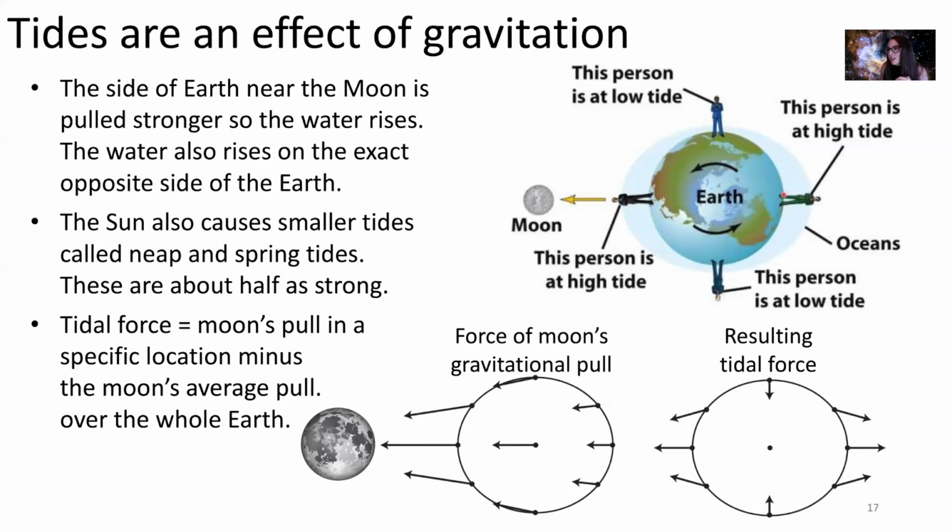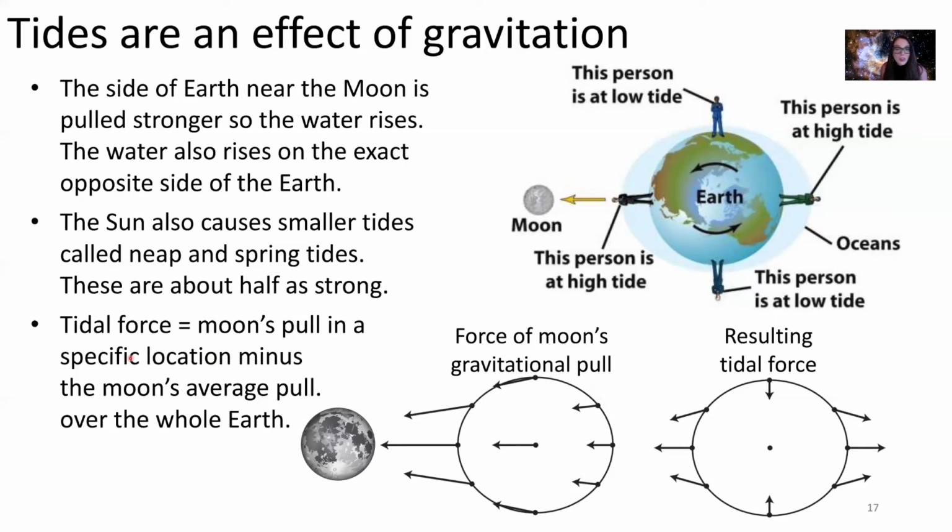And then on the opposite side of the Earth, you also have a similar effect. You have high tide, and then in between, you have the low tides. So the sun also causes smaller tides, which we call neap and spring tides, but these are about half as strong as the tides that the moon exerts on us. And because our moon is so large, it's exerting a large tidal force on us, which is giving us these larger changes in sea level over the course of a day, okay, as the Earth rotates. So the tidal force is a result of the moon's pull in a specific location.